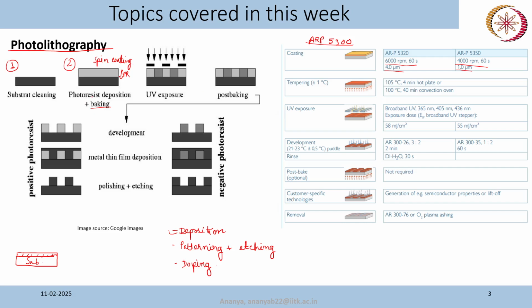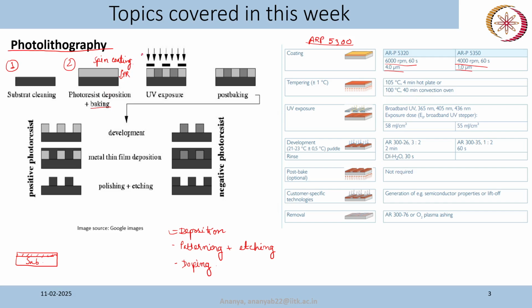Now the condition for this baking can be a little bit different. Standard photoresists use maybe around 90 to 95 degrees, but usually the range is between 90 and 105 degrees Celsius. Don't get confused with the number, because this can be different depending on the photoresist. You follow whatever was mentioned in the lecture videos for a particular photoresist. For this ARP 5350 series, the condition is given as 105 degrees Celsius for 4 minutes on a hot plate. And if you use a conventional oven, like many of you may have in your lab, then it will be 100 degrees Celsius for 40 minutes.